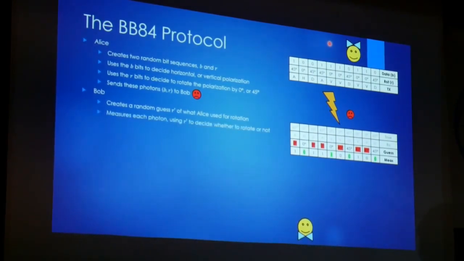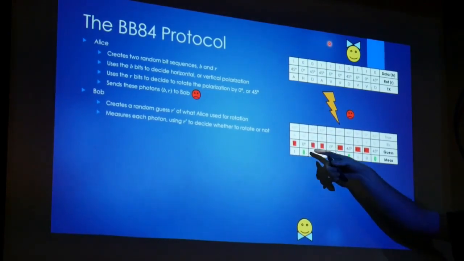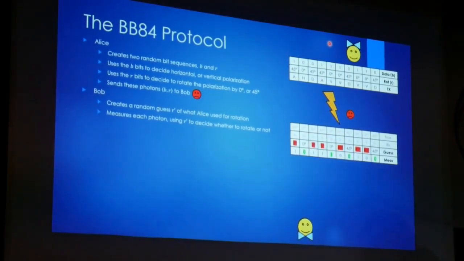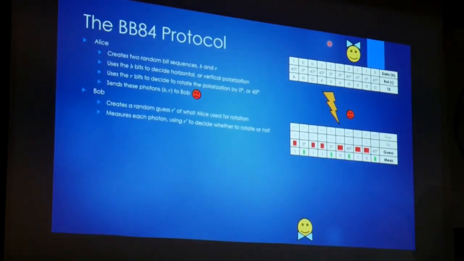Okay? Now, Bob is going to measure each photon using his guess to decide whether or not to rotate. Okay? So he said, okay, I said it's going to be 0, 0, 0, 0, 45, 45, 45, rotated it by a little bit and stuff like that.